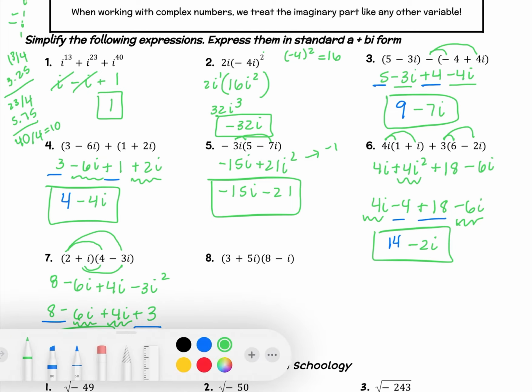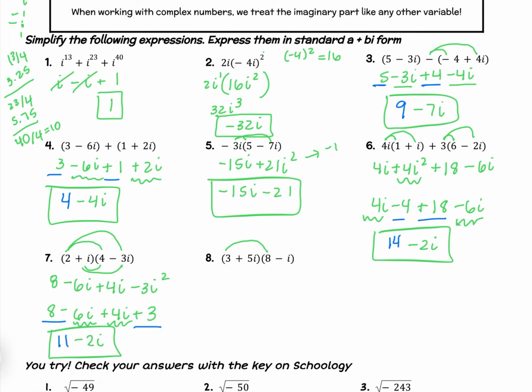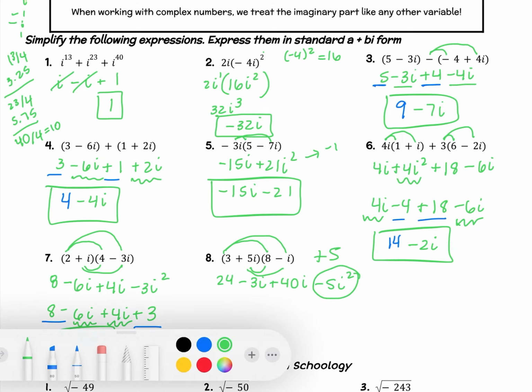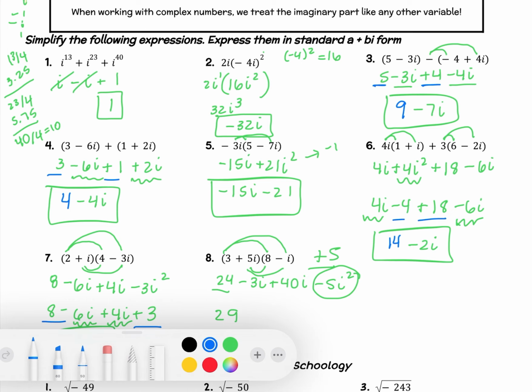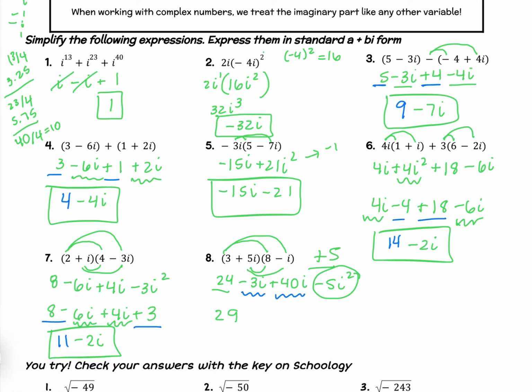All right, and last one, we have the same exact thing. We have 3 times 8, which is going to be 24. 3 times negative i, which will be negative 3i. 5i times 8 is going to be 40i. And 5i times negative i is going to be negative 5i squared. So this is just going to be plus 5. And then we can combine like terms. So we have 24 plus 5 is 29. And then we have negative 3i plus 40i, so that would be plus 37i.